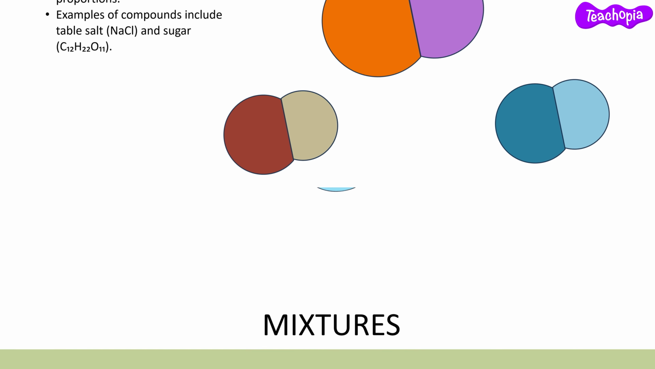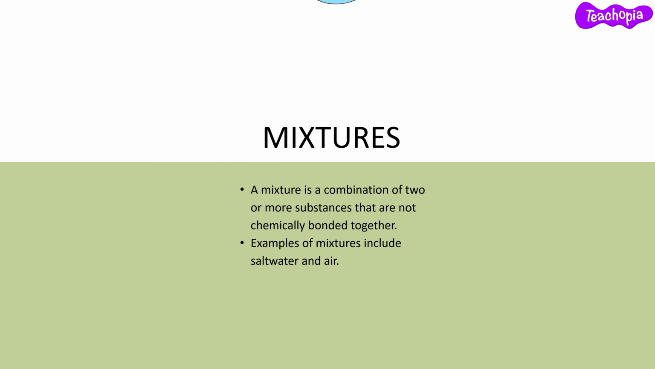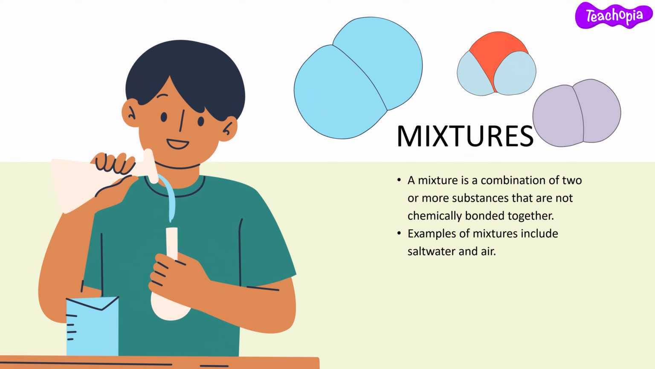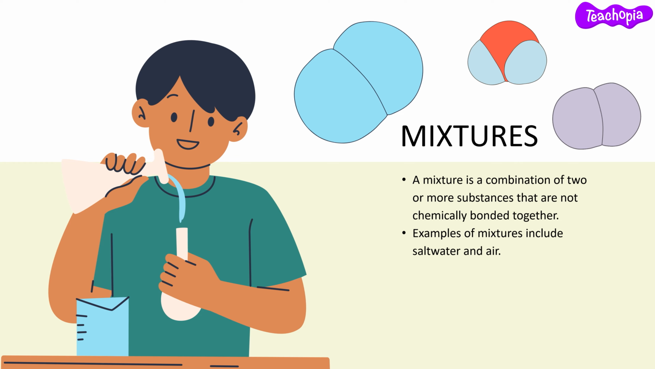A mixture is a combination of two or more substances that are not chemically bonded together. This means that the substances can be separated through physical means. Examples of mixtures include salt water and air. Salt water is a combination of salt and water, while air is a combination of gases like oxygen, nitrogen, and carbon dioxide. There are mixtures where matter is made up of pure substances which are mixed and not bonded together.